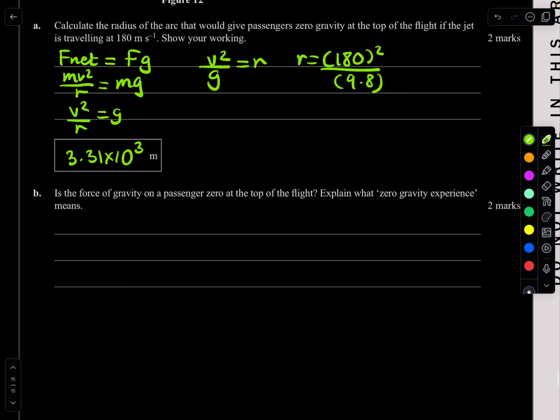Beautiful. Next question. Is the force of gravity on the passenger zero at the top of the flight? Explain what zero gravity experience means. Yeah, this is what we just explained. The force of gravity is not zero. 100%, it's not zero. It's the normal reaction force that's zero. And so that's why they feel that sensation of zero gravity.